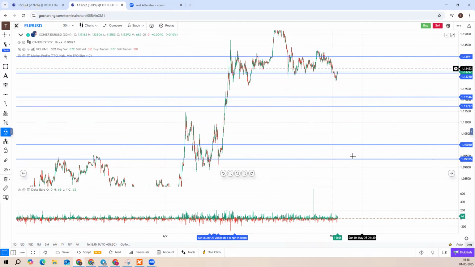So these are the levels currently important for EURUSD. If the market goes upside, we can initiate a trade to these levels, and if it starts going down, we can come to these levels. Then the market enters inside this value area to these levels and then further below. So this was about the EURUSD.